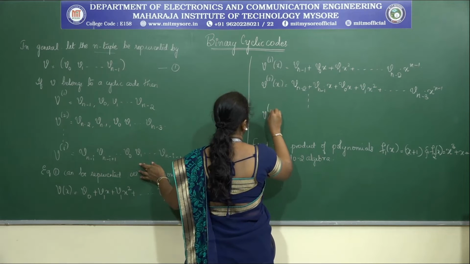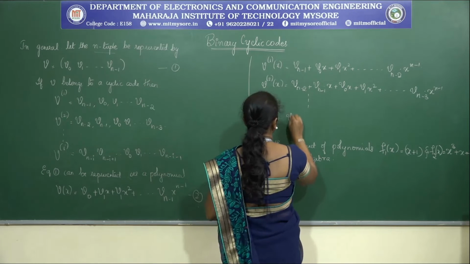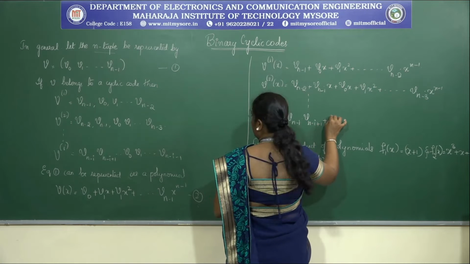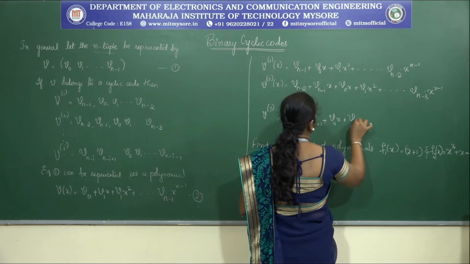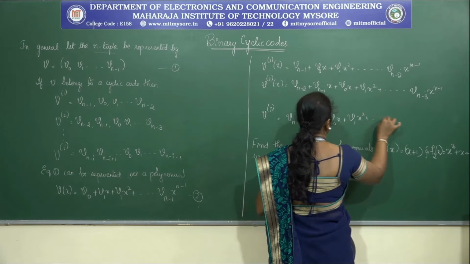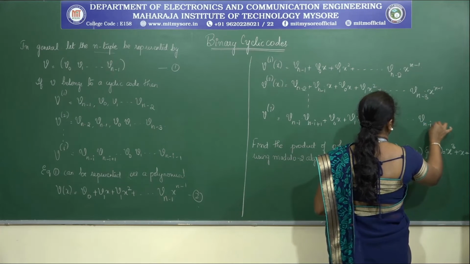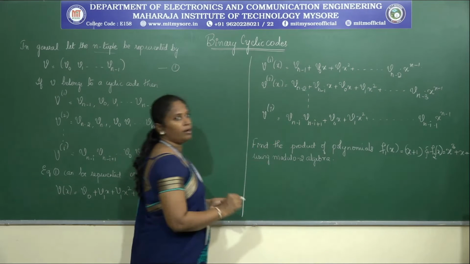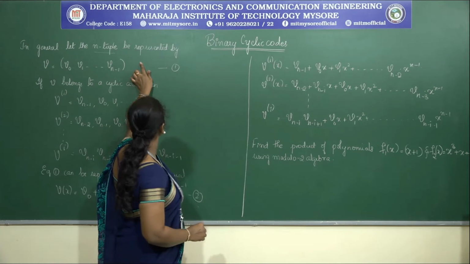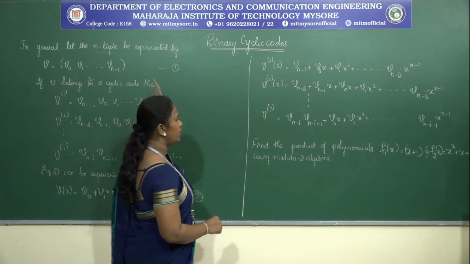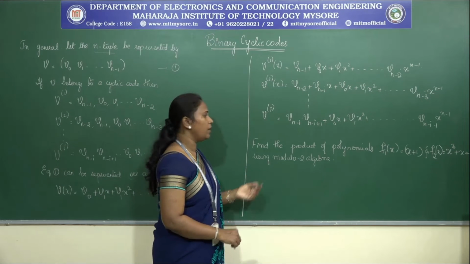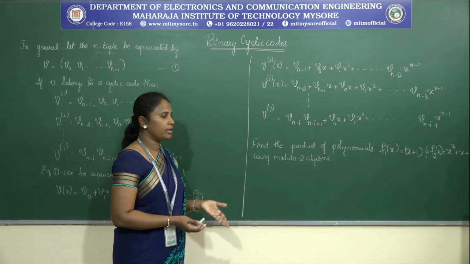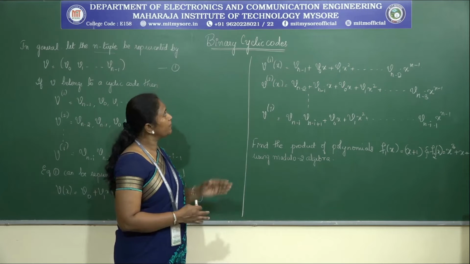In general, vi of x is equal to vn-i plus vn-i+1 into x plus v0 into x square, and this continues up to vn-i-1 into x power n minus 1. This is the general equation we have with respect to a cyclic code. Now let us see some examples of how we perform the operations of product as well as division with respect to a cyclic code.